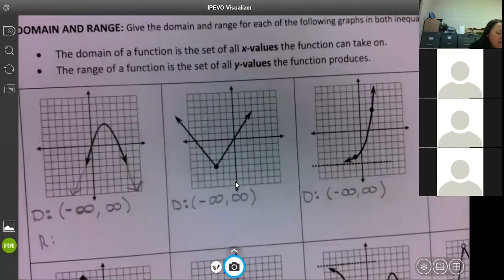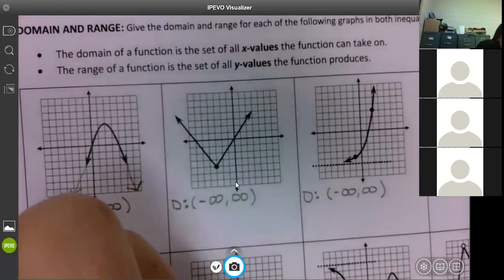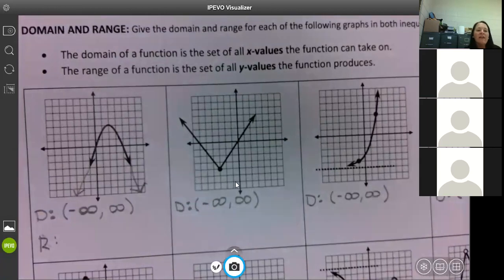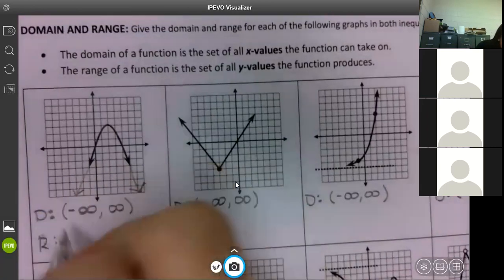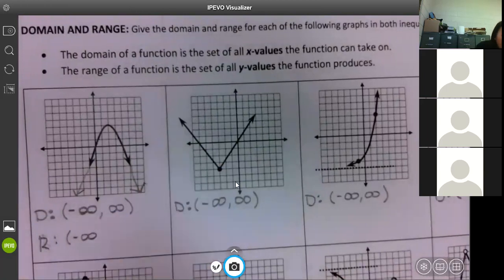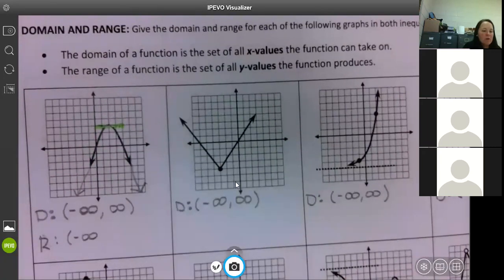Range, that's a terrible R, is how far it goes up and down. Okay, so we always want to start with down first because that's our littlest. How far down does this quadratic graph go? Negative infinity, because it goes forever and ever because of those arrows. But then we're bound at the top. It has a maximum point. You guys learned about maximums. And that's our maximum right there. Where is it at? What number?